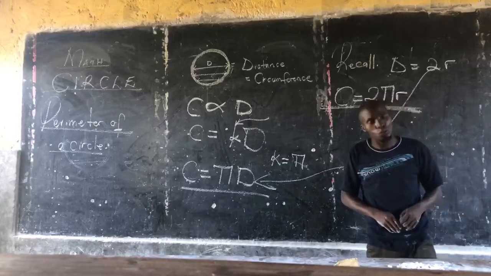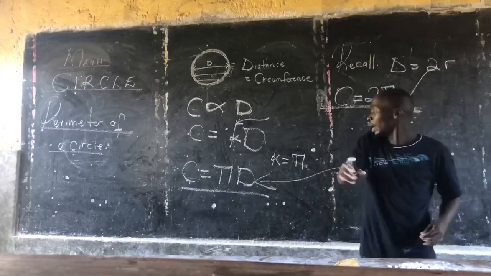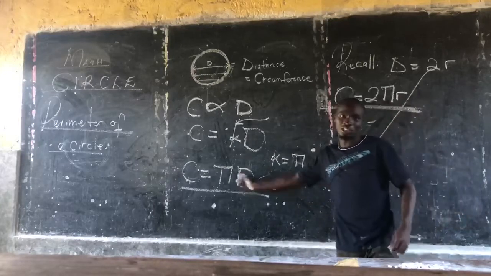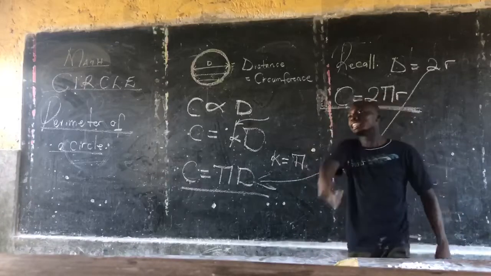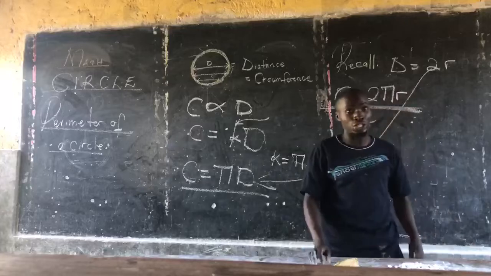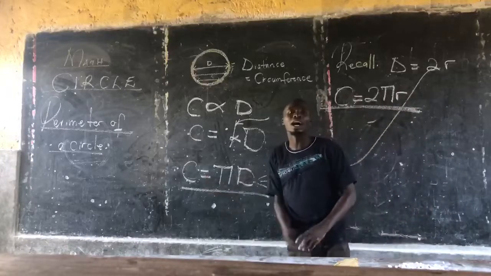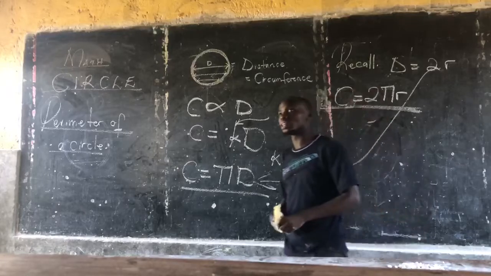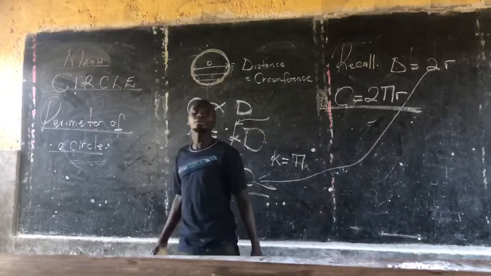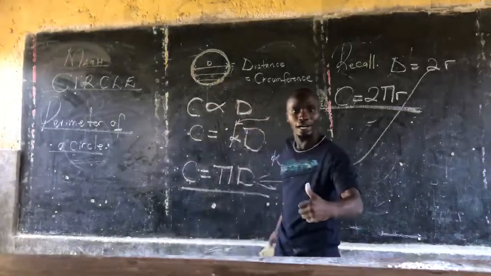But I don't want to confuse you, so we shall be using this one. We shall be using this one for the perimeter of a circle, anything which is circular. Circumference is pi times diameter. So for the perimeter of a circle, you are going to use pi times diameter. Are you there? Good.